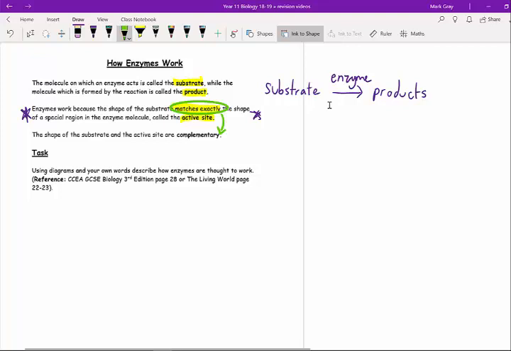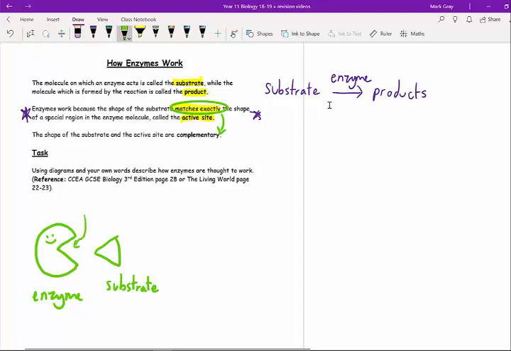So, let's say, for example, we've got a little enzyme. We'll draw it like a little Pac-Man. Oh man. So here's our little enzyme. Isn't it beautiful? Now, what's going to happen is we're going to have a little substrate, and this is a molecule which is going to get broken down in this case. Now, what you'll notice is the shape of this substrate matches the shape of this area, and this area is known as the active site.